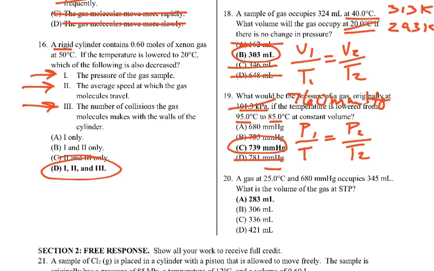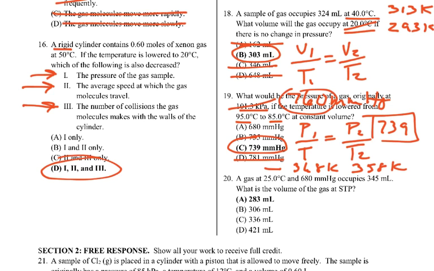Again, be sure and change your temperatures to Kelvin. These temperatures are going to turn out to be 368 Kelvin and 358 Kelvin. And this number up here is 760. So when you work that out, we get 739.3, but that'd be 739 millimeters of mercury. So be sure and change to Kelvin.